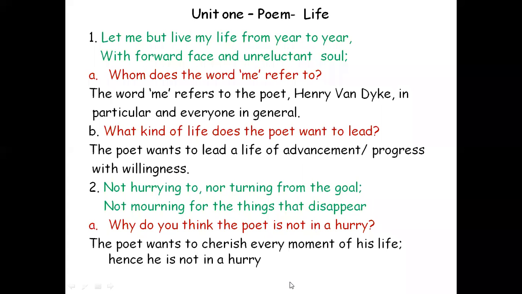And then next question: what kind of life does the poet want to lead? The poet wants to lead a life of advancement. Life of advancement is equivalent for forward face. Progress with the willingness. Willingness, unreluctant soul. Okay, I have paraphrased unreluctant soul as progress with the willingness. You can, with equal effect, also find some other words which may be more appropriate.